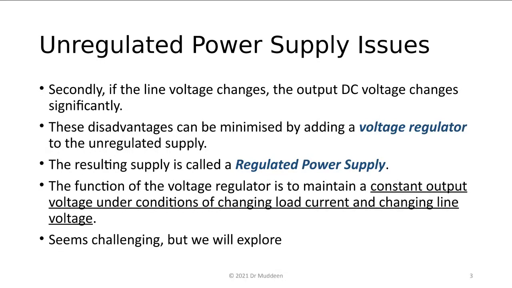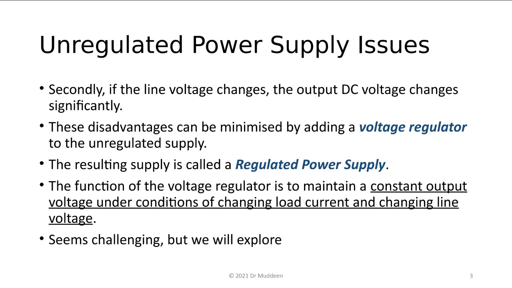So what we need to do is to find a way of putting some sort of other components or a system in place where we can minimize that effect. And that is what we call a voltage regulator. So we add another block onto the design called a regulation block. And now the end result is that we have a supply called a regulated power supply. The function of that regulator is really to maintain a constant output voltage under conditions of changing load current and changing line voltages. So two things that the regulator has to cope with.